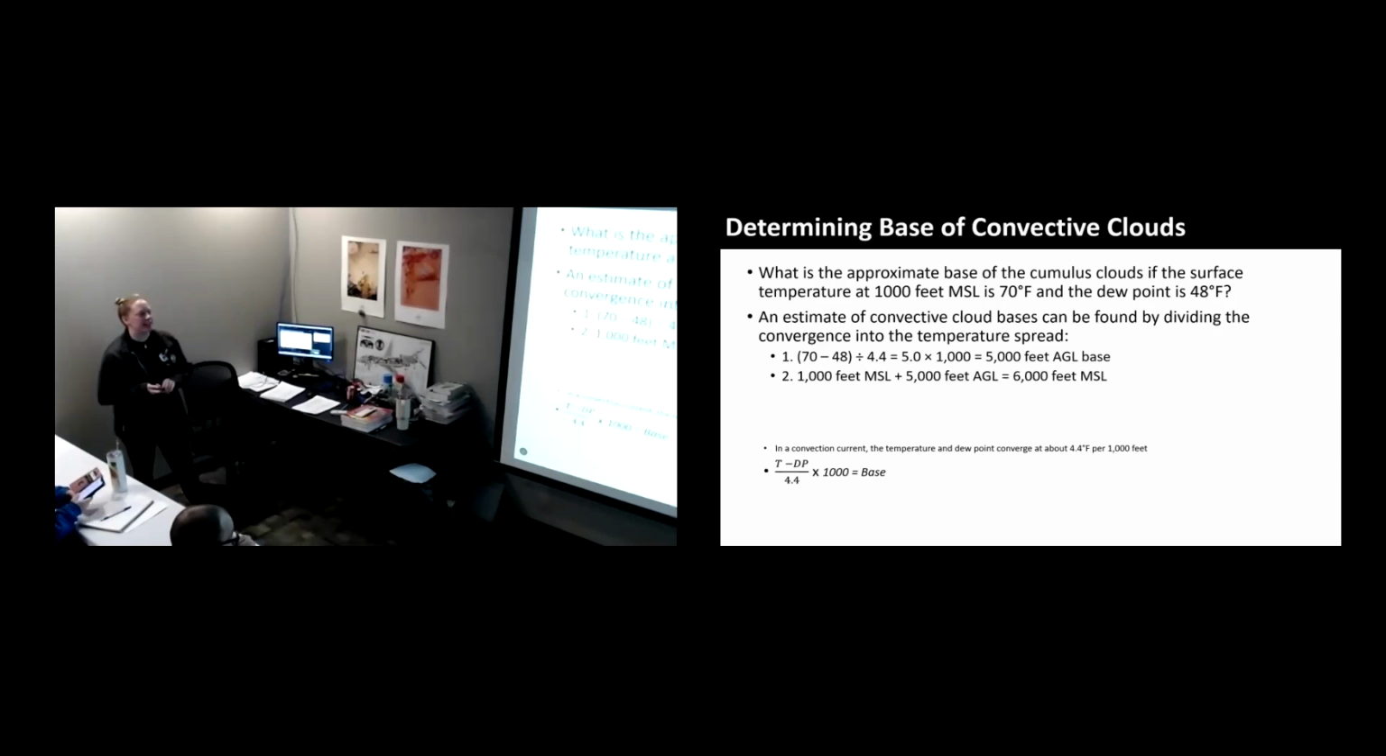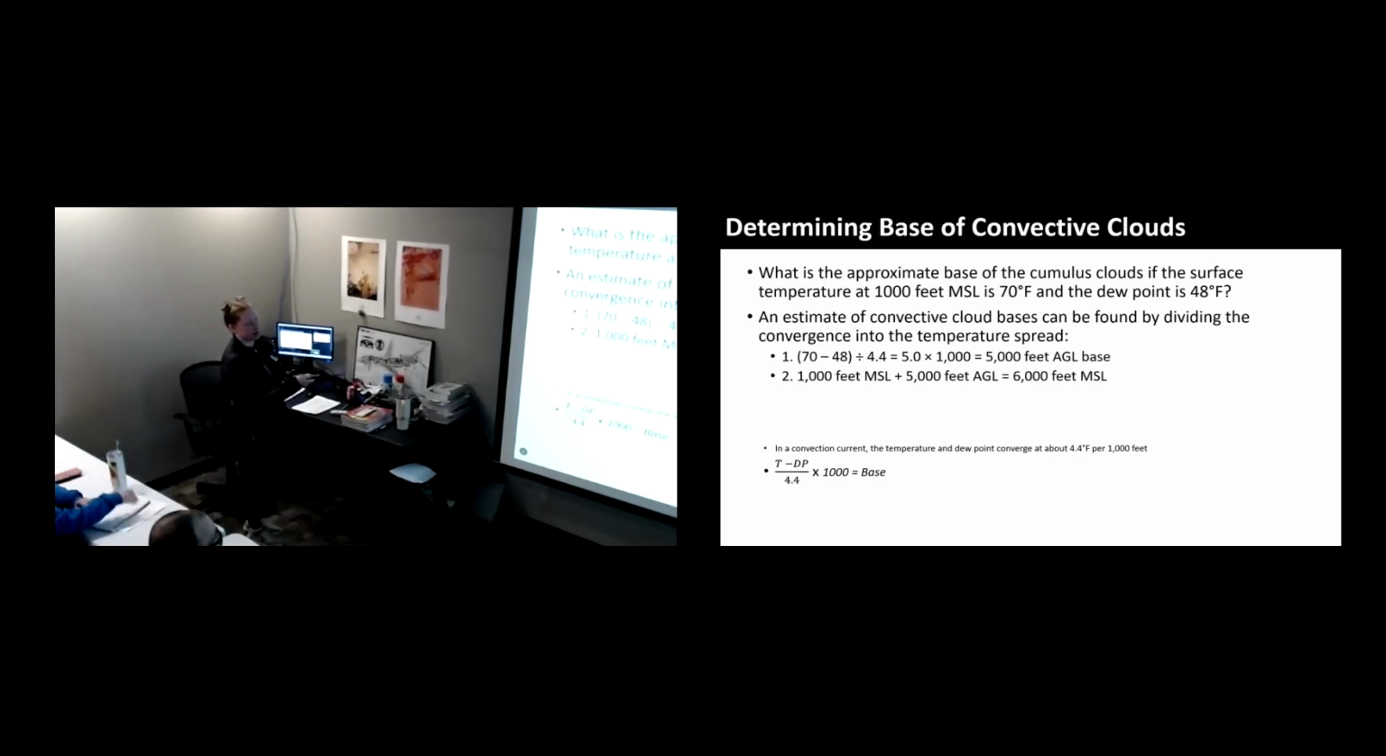So you want to take the temperature and dew point spread. So you want to do 70 minus 48. This is in Fahrenheit, obviously. So if it gives you one in Celsius and one in Fahrenheit, which it shouldn't do, just remember they have to be Fahrenheit when you're doing this. Divided by 4.4. 4.4 is your magic number. Okay. I don't know how they got 4.4. It's the way that it is.